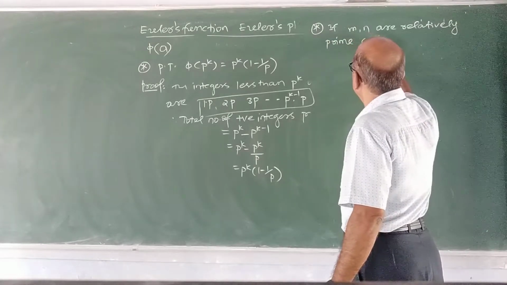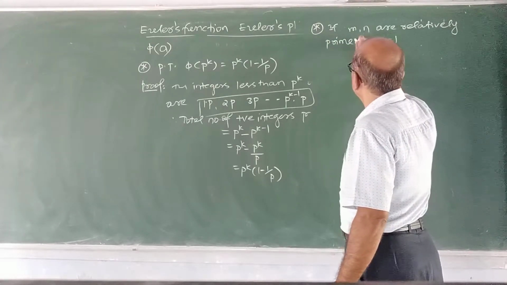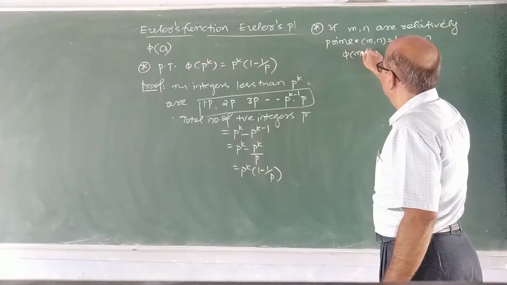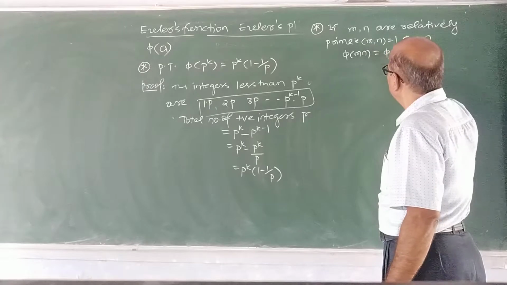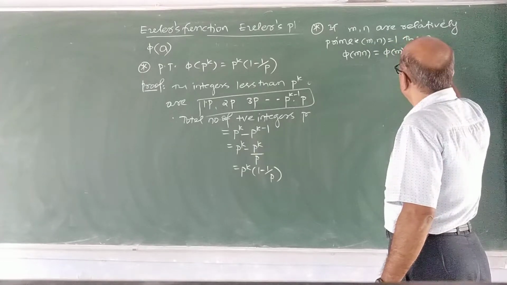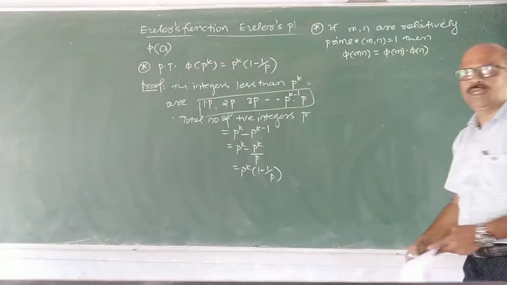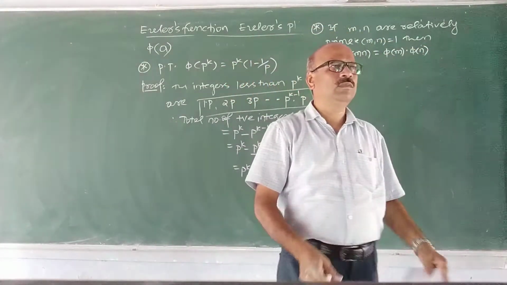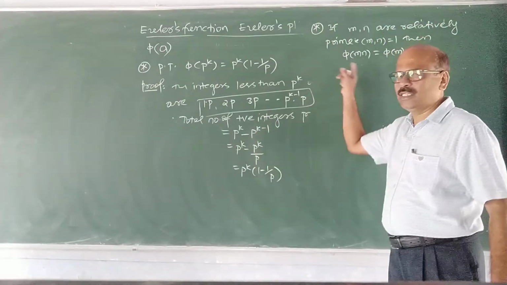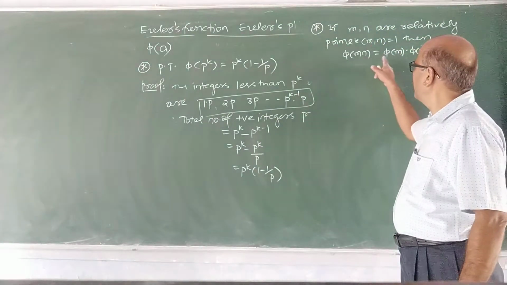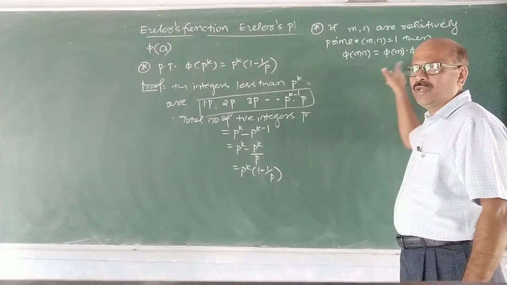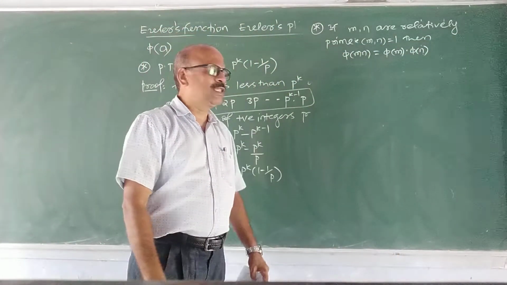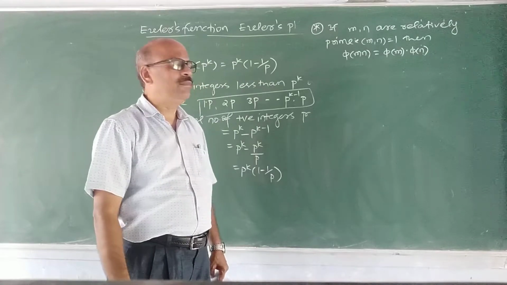Relatively prime. What do you mean by relatively prime? Their GCD is 1. Then phi of mn is phi of m into phi of n. That means this Euler's function is multiplicative. Euler's function is multiplicative. Phi of mn is phi of m into phi of n. We can generalize this. I give that as a note. First I prove this one, very important result.